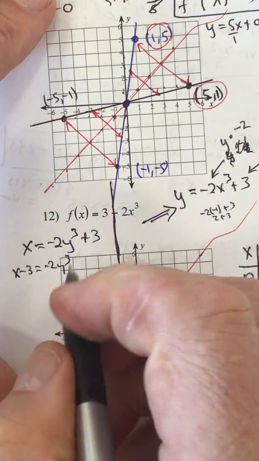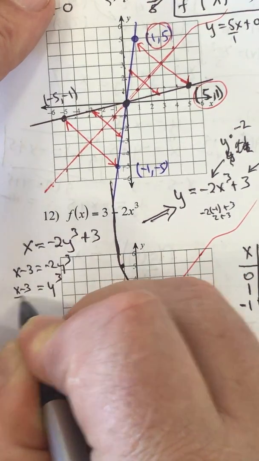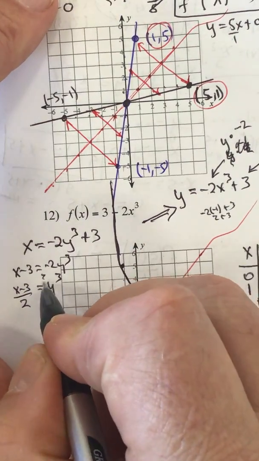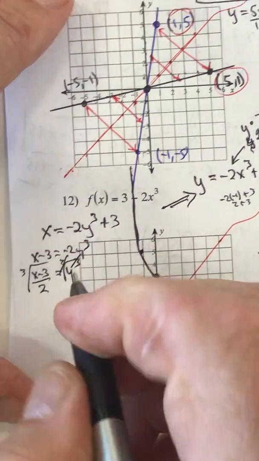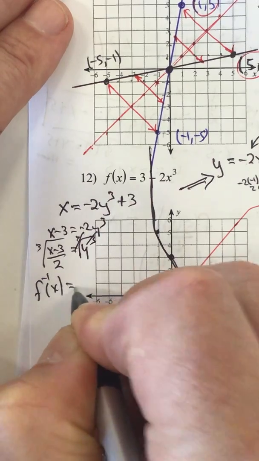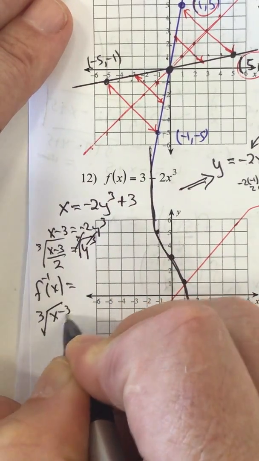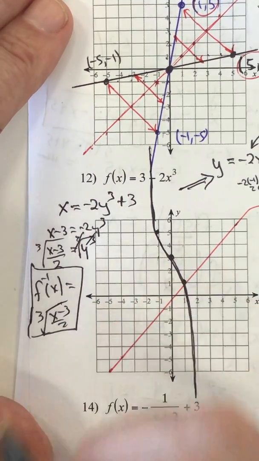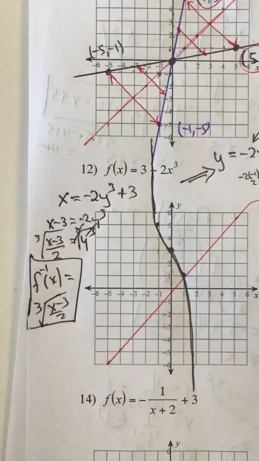I'm going to divide both sides by 2. And now I'm going to third root both sides, so I'm going to try to get the third root to cancel out. So I'm going to third root that side. So here's our inverse. F inverse is the third root of x minus 3 over 2. So they asked us to find the inverse. Okay, there it is. And now to graph it.